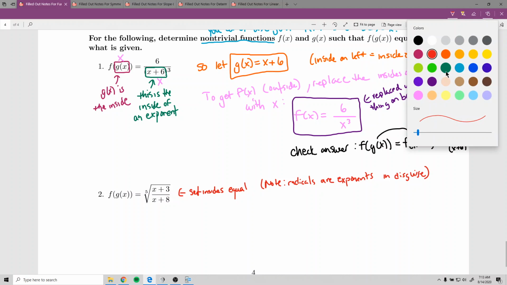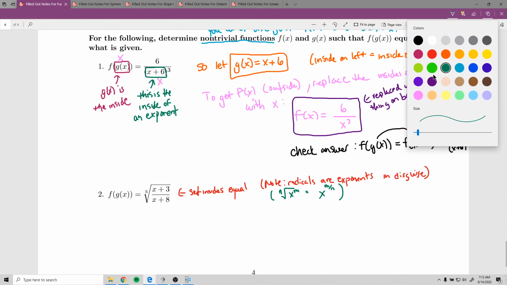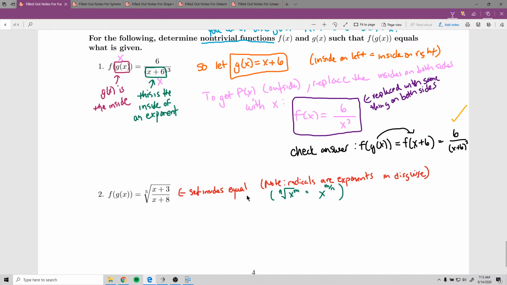If you're not super familiar with that or remember that, that's because if you have, let's say, the nth root of x to the n power, because you might have an exponent inside as well, then this becomes a fraction exponent. The top numerator of the exponent is the power inside, and the denominator of the exponent is the number on the radical. All right, but we really don't need that for this problem. Just to mention that it's still the inside of an exponent. So set the insides equal.